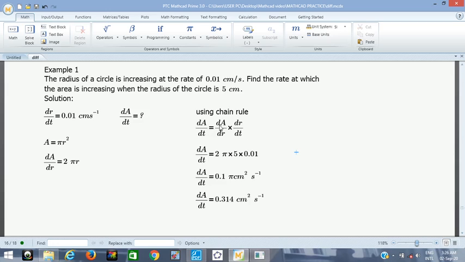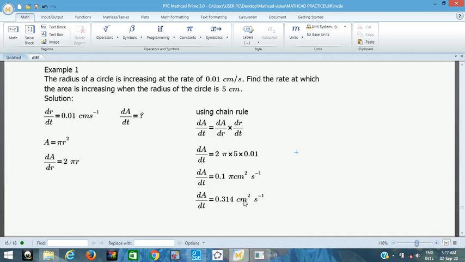So since it remains the same and the dA/dr has a value which is 2 pi r, you substitute the value there, 2 pi r, then the dr/dt has a value 0.01. That is all. Then what next? Substitute the values you have. Radius is 5. You put your radius as 5 for 2 pi r. Then the dr/dt is 0.01. Then you calculate. If you are leaving your answer in terms of pi, this is the answer. But if you don't want to leave it in terms of pi, you go further to 3 decimal places.